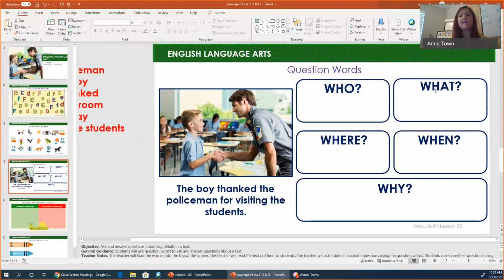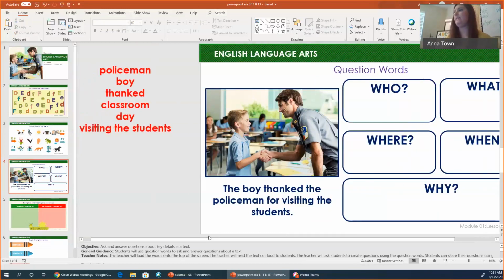What is what is happening or what are they doing? Where is the place? So where is their location? When is the time? So think of the time of day it is happening and why. Think why that is happening in the story. What is happening? Why would they be doing that?